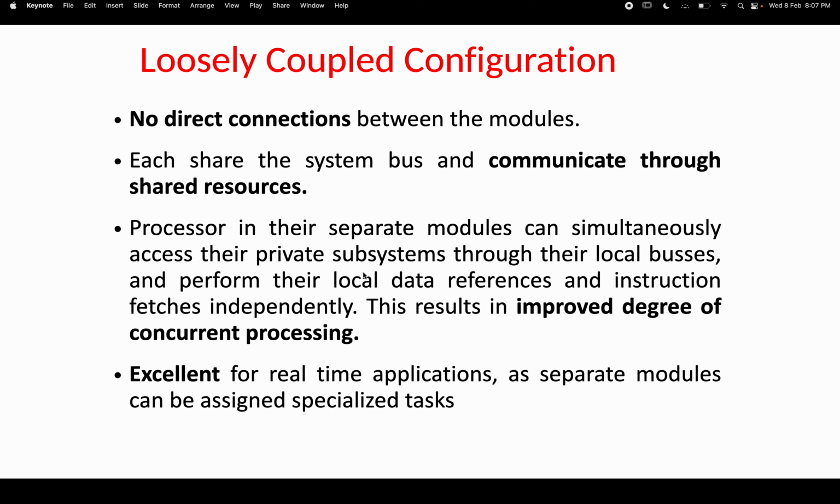Processors in their separate modules can simultaneously access their private subsystems through their local buses. So there are local buses also available, used to communicate with their private subsystems and perform their local data references, and instruction fetching also happens independently. This results in an improved degree of concurrent processing. This configuration is excellent for real-time applications, as separate modules can be assigned specialized tasks.